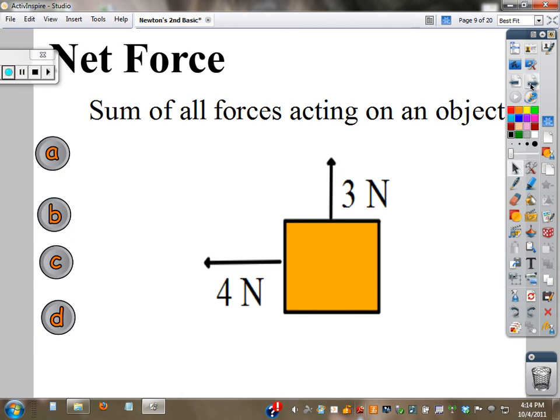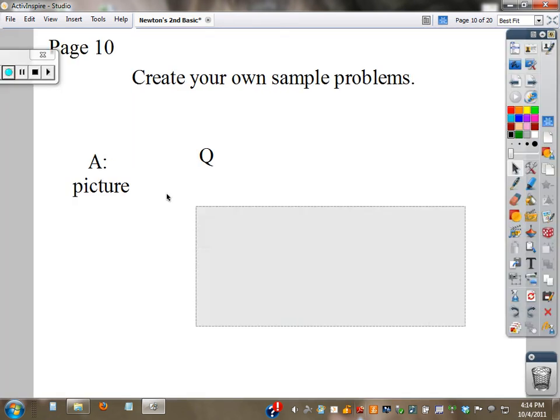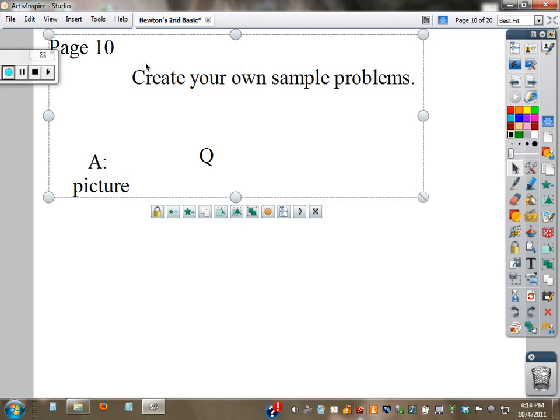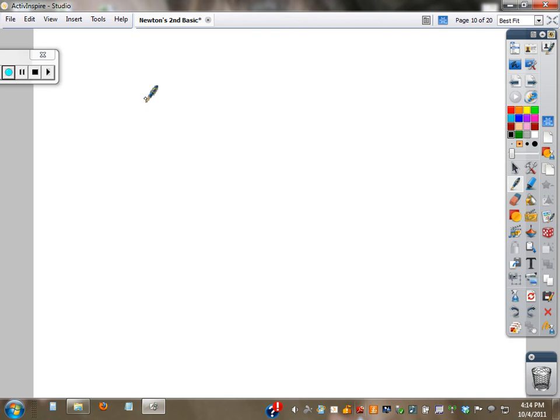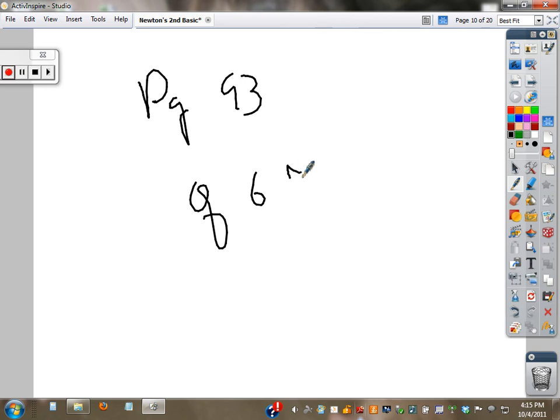Alright, for homework tonight, let's see. You're not going to do this on page 10, do this on the bottom of your notes. In your red and black book, page 93, questions 6, 7, and 8.